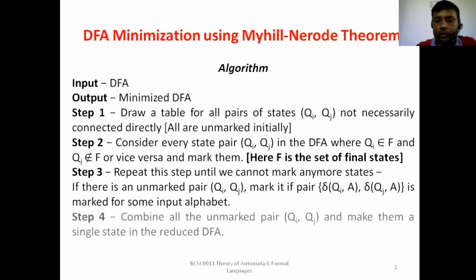Now the fourth step is to combine all the unmarked pairs Qi Qj and make them a single state in the reduced DFA. So basically these are the four steps that we will follow whenever we have to minimize any finite automata using the Myhill-Nerode theorem. So how to proceed? This can be demonstrated with one example.